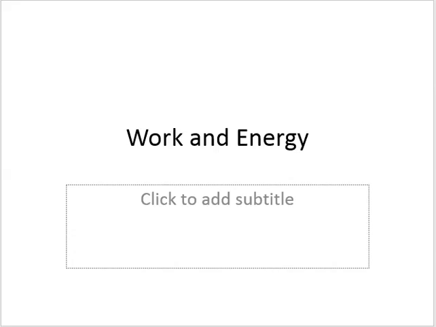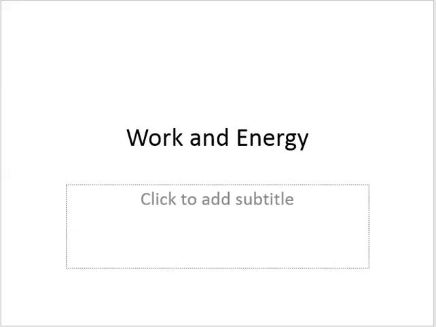This is the first recording for the unit on energy, in particular work and energy. This is going to be a very important unit because this puts together pretty much everything that has been covered so far in kinematics and in forces, whether you consider it an equilibrium or a dynamic. We'll be able to use energy to describe all of those situations.